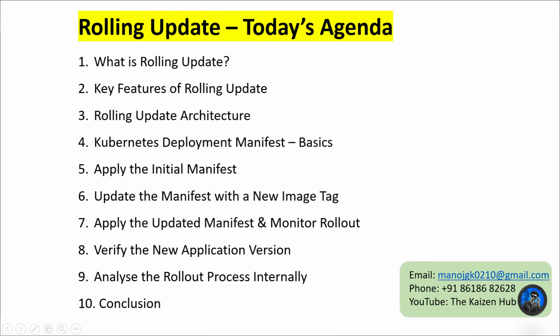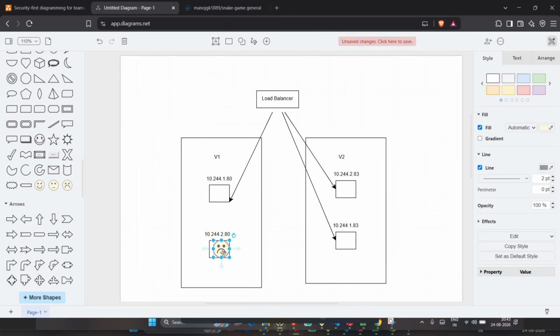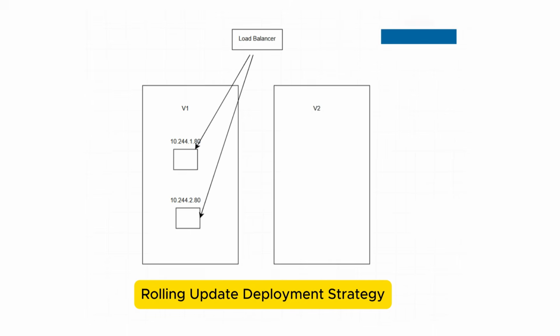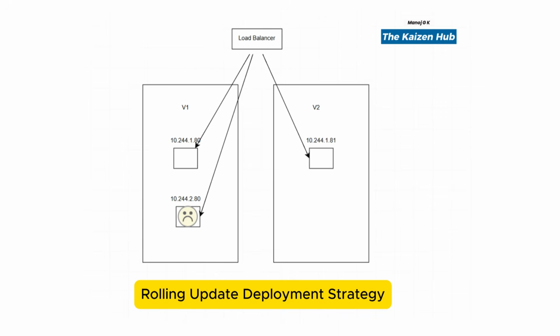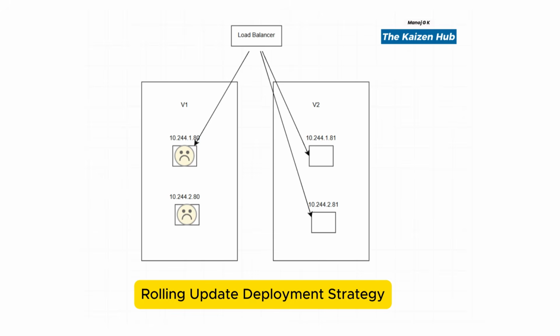In today's video, we are going to learn how the rolling update deployment strategy works in Kubernetes through a practical demonstration. First, we will understand what a rolling update is and what key features it provides. Then we are going to understand the architecture, how internally it replaces the old version of the application with a new version without affecting the end user.